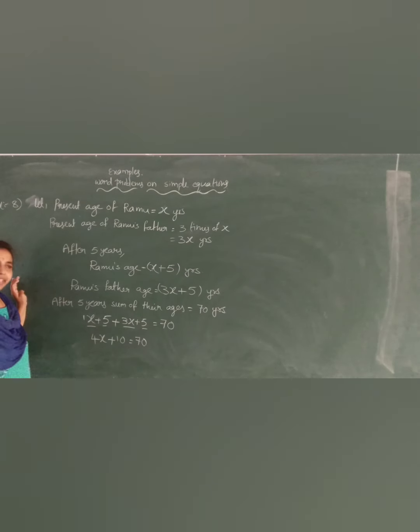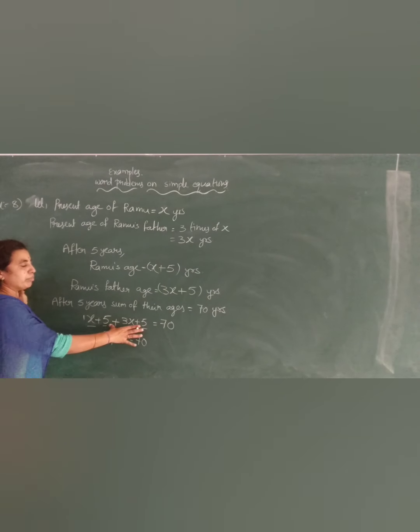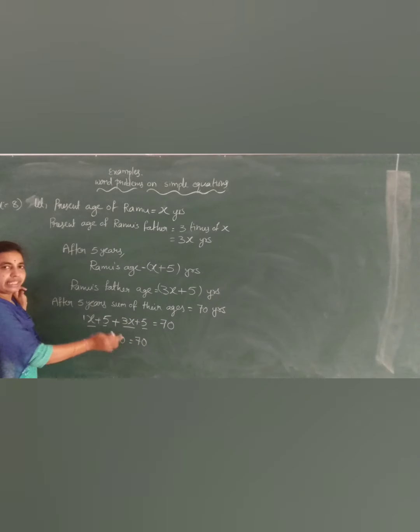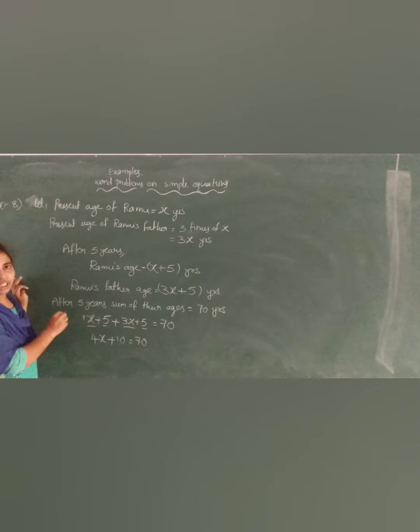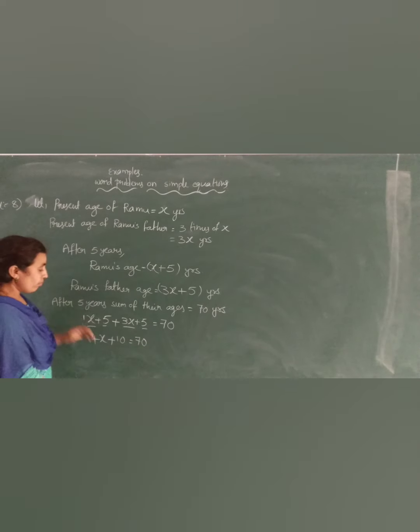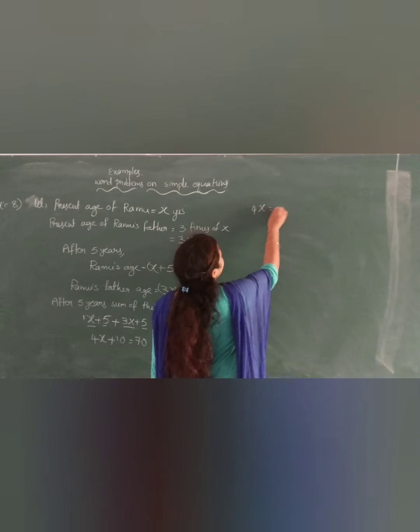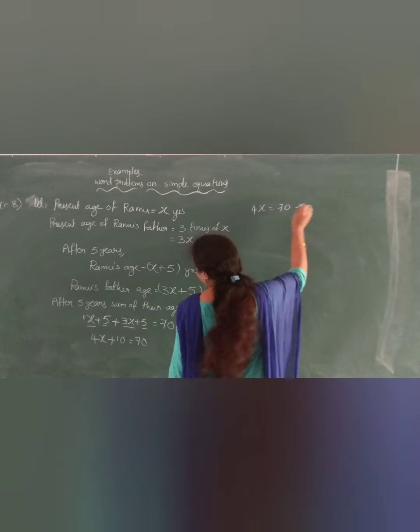Like terms. You have to add like terms. Variables with variable and the numbers with numbers. Don't add a variable and a number. It is not possible to add a number and a variable. Like terms, variable must be added to variable only. x plus 3x, 4x and 5 plus 5, 10 is equal to 70. Now this is a simple equation. Now you can solve this equation. Now transpose plus 10 to right hand side. What will you get? 4x is equal to 70 minus 10.